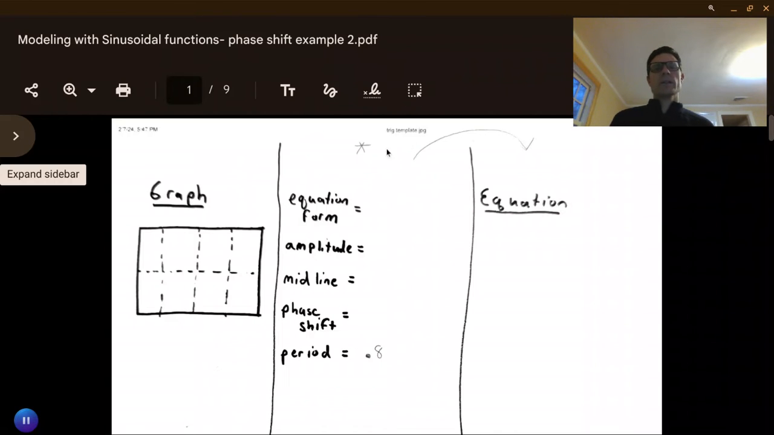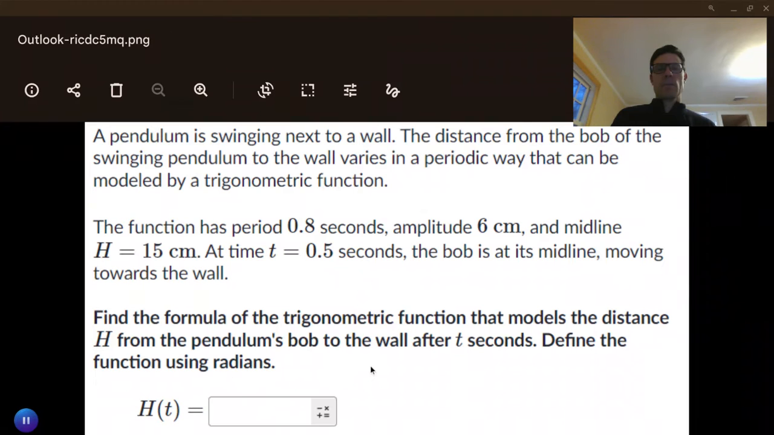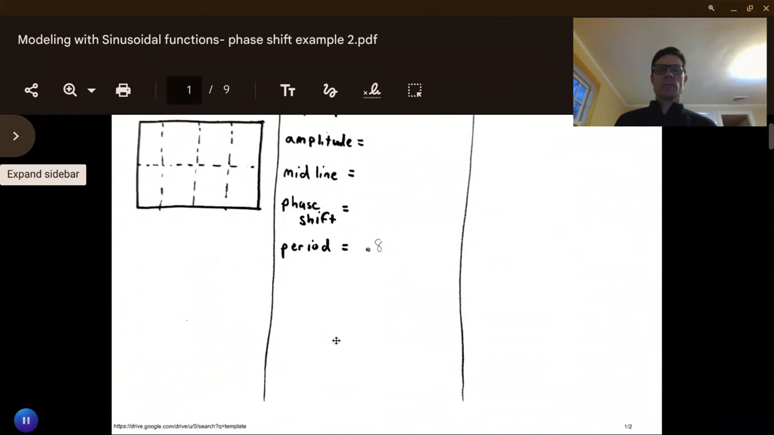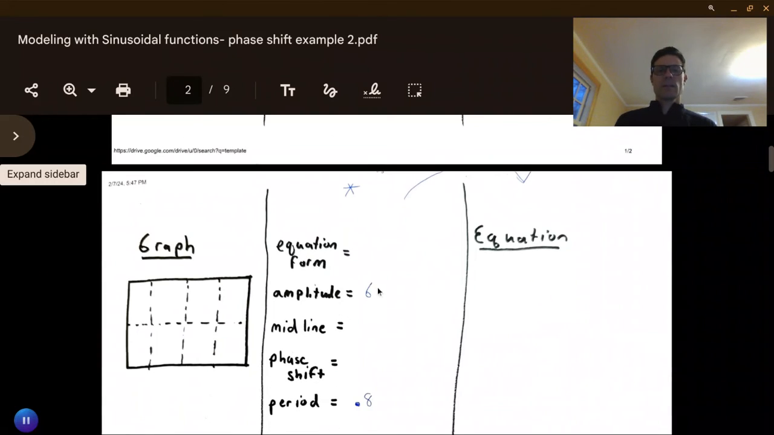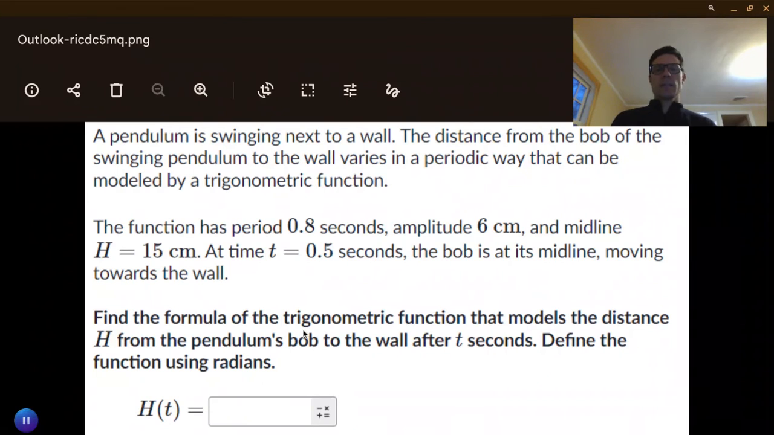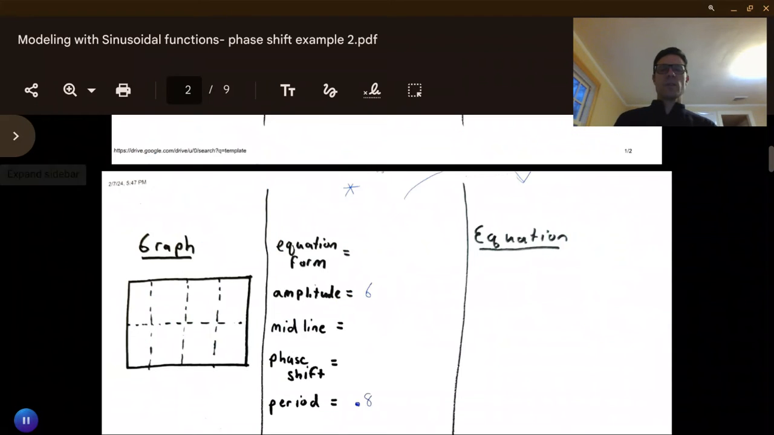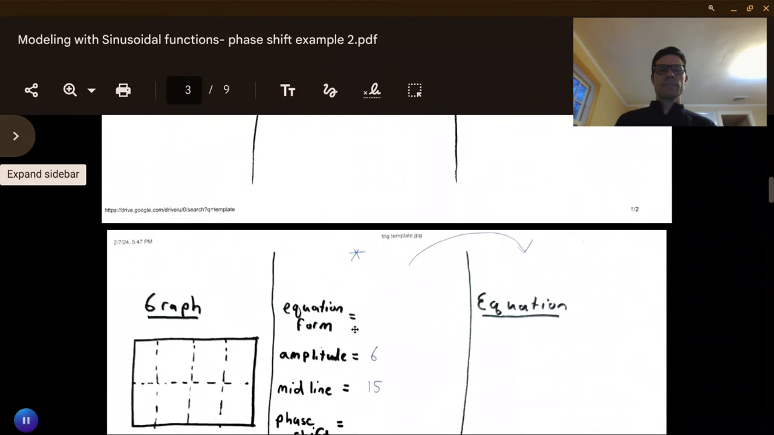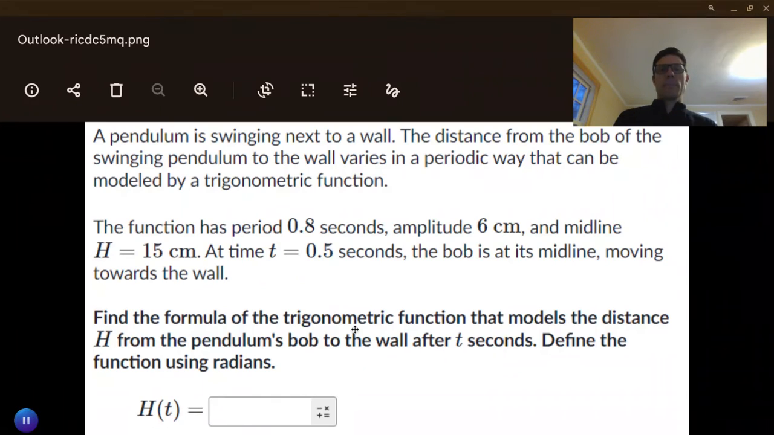Okay. What's weird here is that we want the equation. If you go back to the question, they're asking for the equation. And instead of starting with a graph like we have in past problems, they're just giving us all this stuff. So the first thing that they give us is the period, which is 0.8. Okay. Next, I see the amplitude is 6 centimeters. So I just put that in, 6 centimeters here. The next thing is the midline is at 15 centimeters. So I'm going to put that in, right?